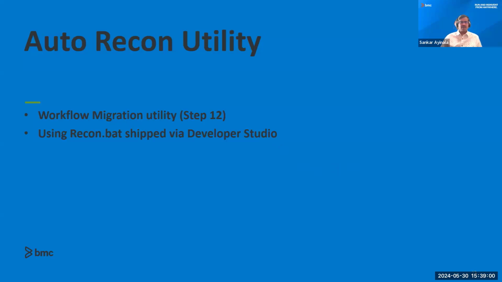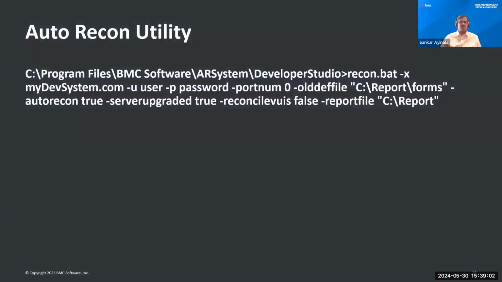Using the recon.bat, you can migrate the objects. This is the syntax. In my system, I had installed Developer Studio in C program files, BMC software, AR system. In that, I can find the recon.bat. You can just use the recon.bat, and pass server information and the path to the def file. These def files are the out of the box base objects from the old environment.